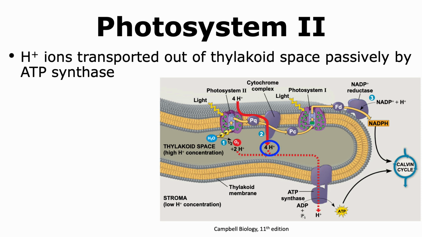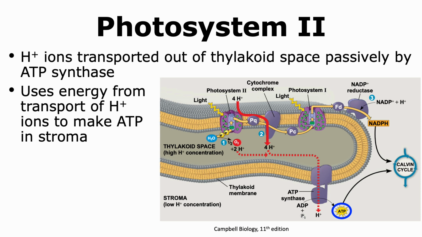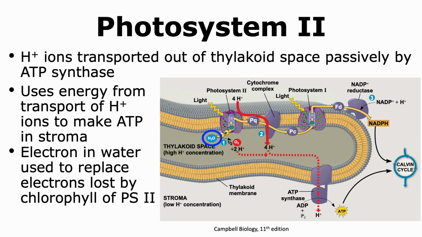The H+ ions that have been transported into the thylakoid space can be passively transported outside of the thylakoid using the enzyme ATP synthase. This passive transport of H+ ions releases energy, and this energy can be used by ATP synthase to make ATP, which is an energy-containing molecule. The ATP is synthesized in the stroma of the chloroplast. The electrons that were lost by chlorophyll have to be replaced in photosystem II. Additional electrons are obtained from water, and the water is split in such a way that the electrons are given back to chlorophyll, and in the process, oxygen is produced.